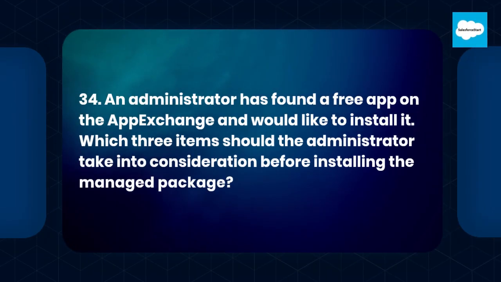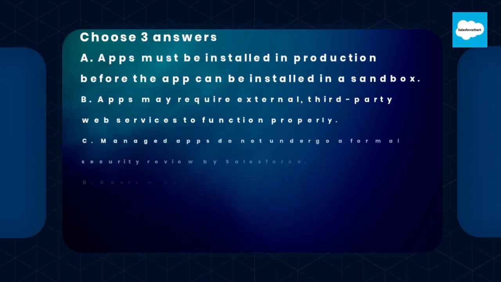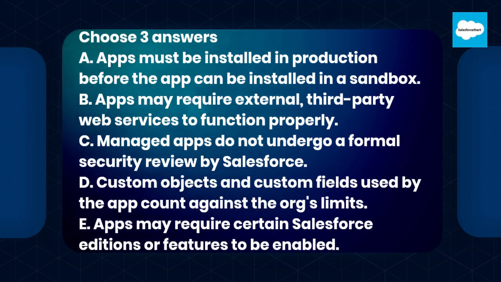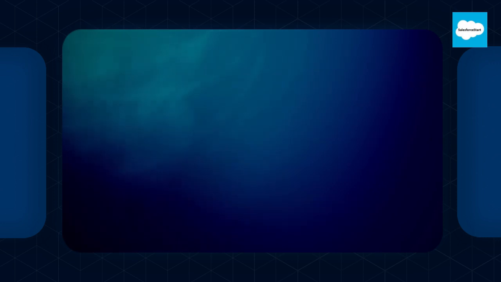34. An administrator has found a free app on the AppExchange and would like to install it. Which three items should the administrator take into consideration before installing the managed package? Choose three answers. A. Apps must be installed in production before the app can be installed in a sandbox. B. Apps may require external, third-party web services to function properly. C. Managed apps do not undergo a formal security review by Salesforce. D. Custom objects and custom fields used by the app count against the org's limits. E. Apps may require certain Salesforce additions or features to be enabled.